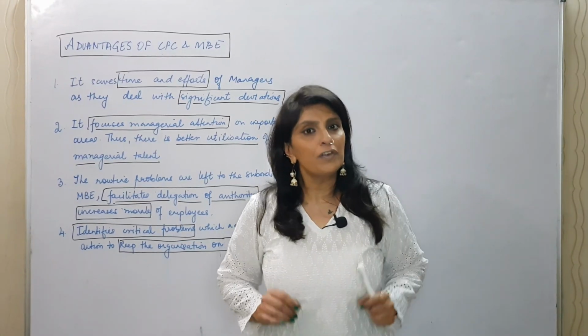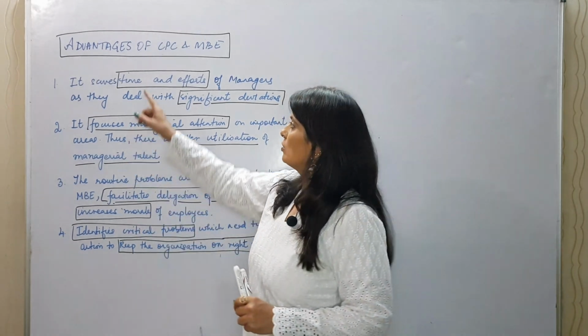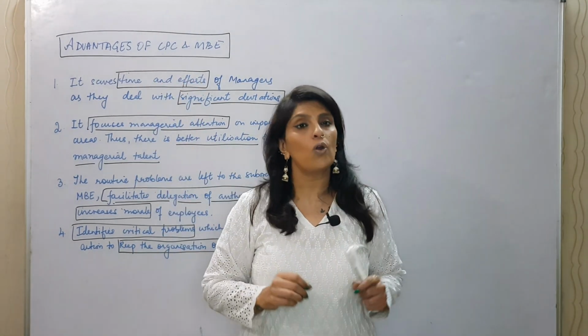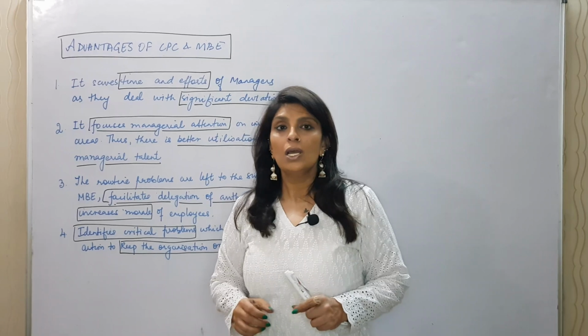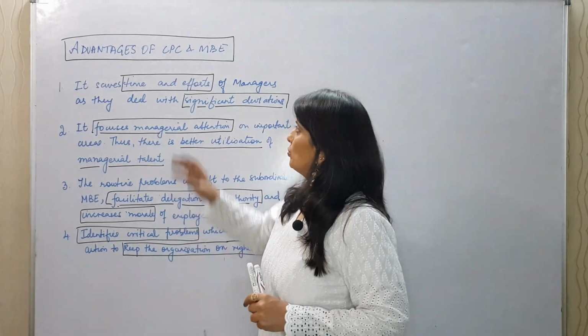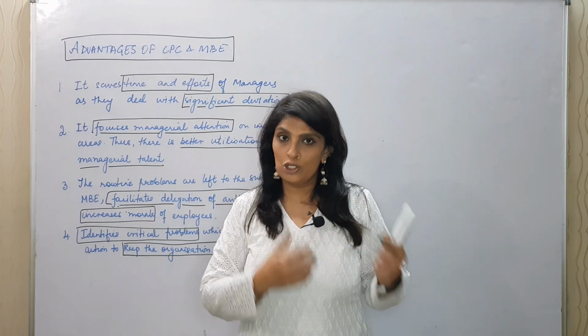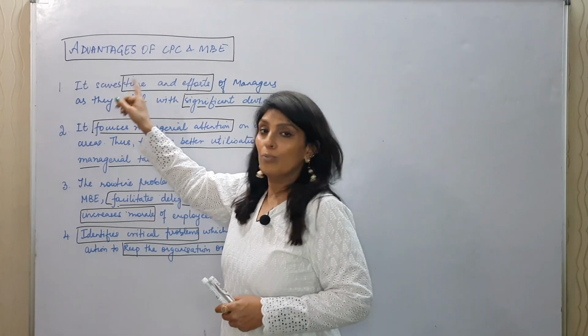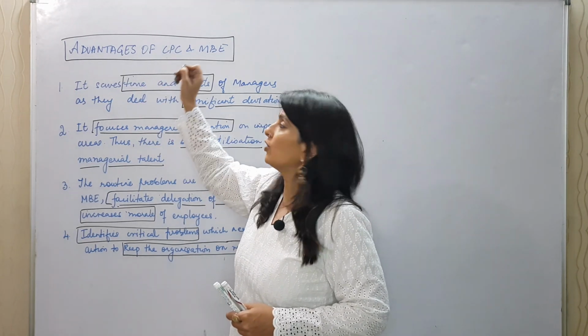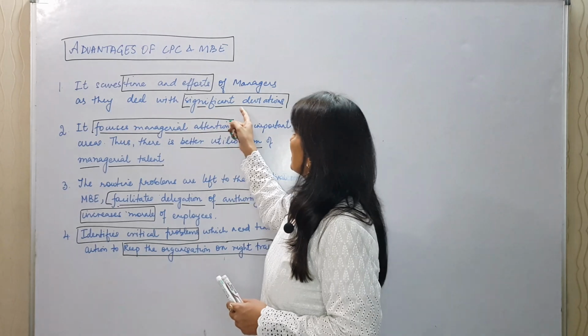Next, once we've finished with the process, there's a very important topic which has to be dealt with. The topic is advantages of critical point control and management by exception. After analyzing deviation on these two bases, what we need to know is what the advantages are, why we actually analyze deviation on these two bases. First, with either of the bases used, it saves time and effort of managers as they deal with significant deviation.